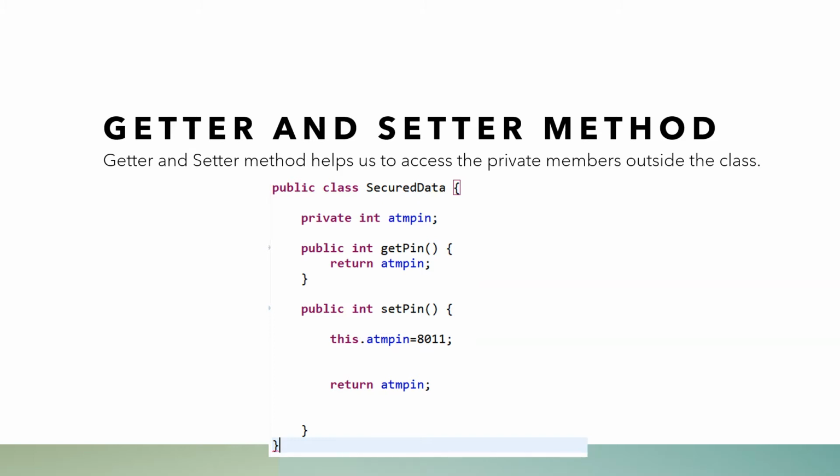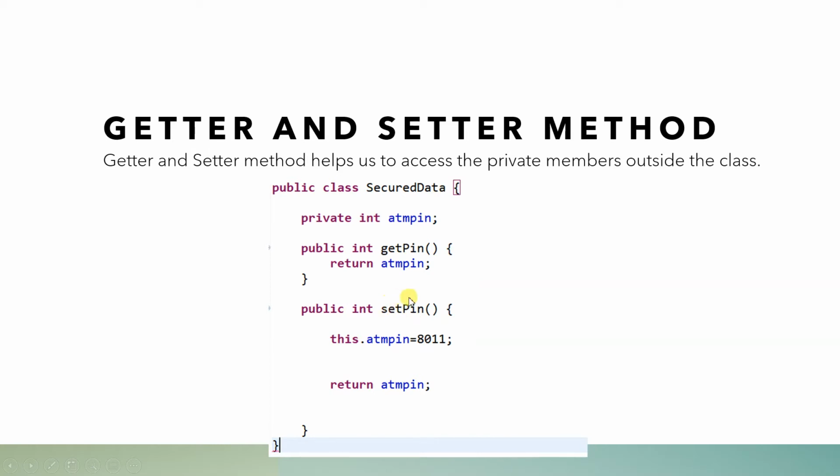So the thing is that we need to think about how and where we can call these two methods. Our objective is to access the private members outside the class. Definitely we are going to create a new class. Fine. So from that new class we can create an object for this class, that is secure data, and we can call set pin and get pin.